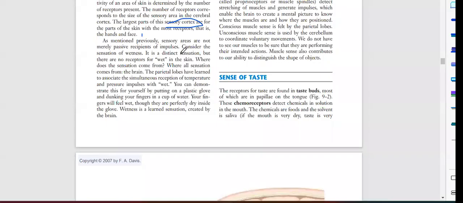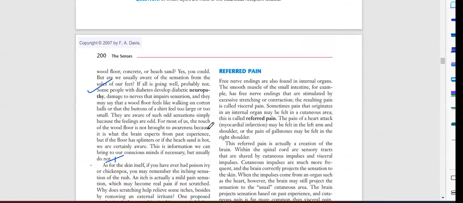As mentioned previously, sensory areas are not merely passive recipients of impulses. Consider the sensation of wetness. It is a distinct sensation, but there are no receptors for wet in the skin. Where does the sensation come from? All sensation comes from the brain. The parietal lobes have learned to associate the simultaneous reception of temperature and pressure impulses with wet. You can demonstrate this for yourself by putting on a plastic glove and dunking your finger in a cup of water. Your finger will feel wet, though it is perfectly dry inside the glove. Wetness is a learned sensation created by the brain.